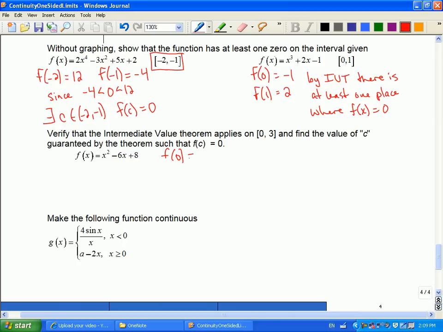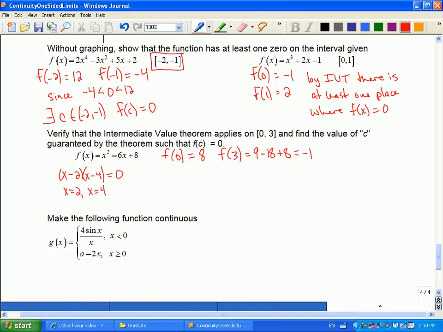So f of 0 would be 8, and f of 3 would be 9 minus 18 plus 8, which is negative 1. So yes, somewhere in the middle there is a 0. And of course, you guys are probably like, this is crazy. Why are you looking at calculus? Because all we have to do is go back to grade 11 and factor it, and I get x equals 2 and x equals 4.